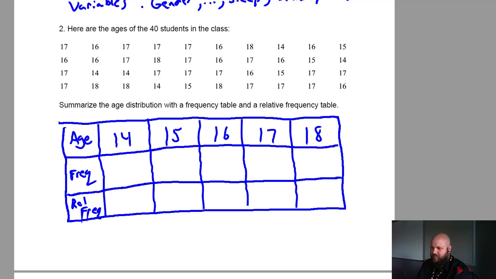All right. So frequency, that's just like your tally marks, right? So on here, we could say, looking for how many 14s we got. 1, 2, 3, 4, 5. So we got 5. Got 5 of them. Okay.